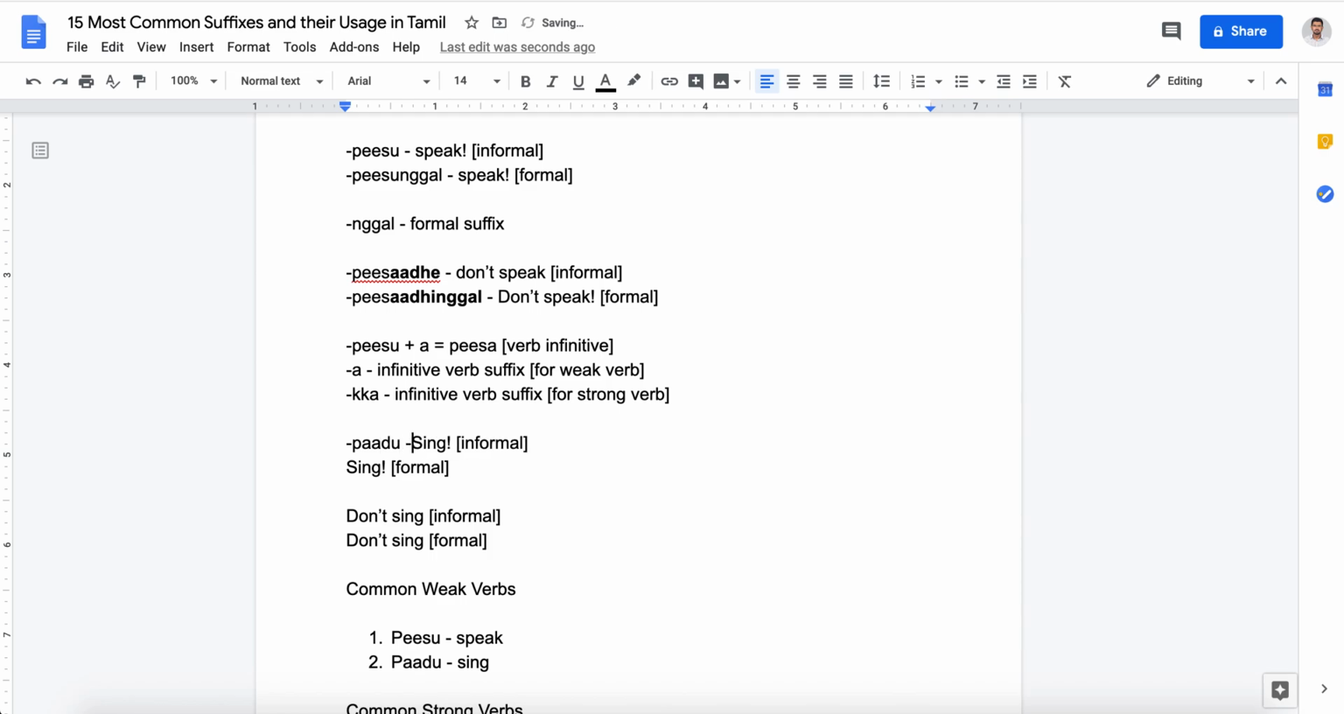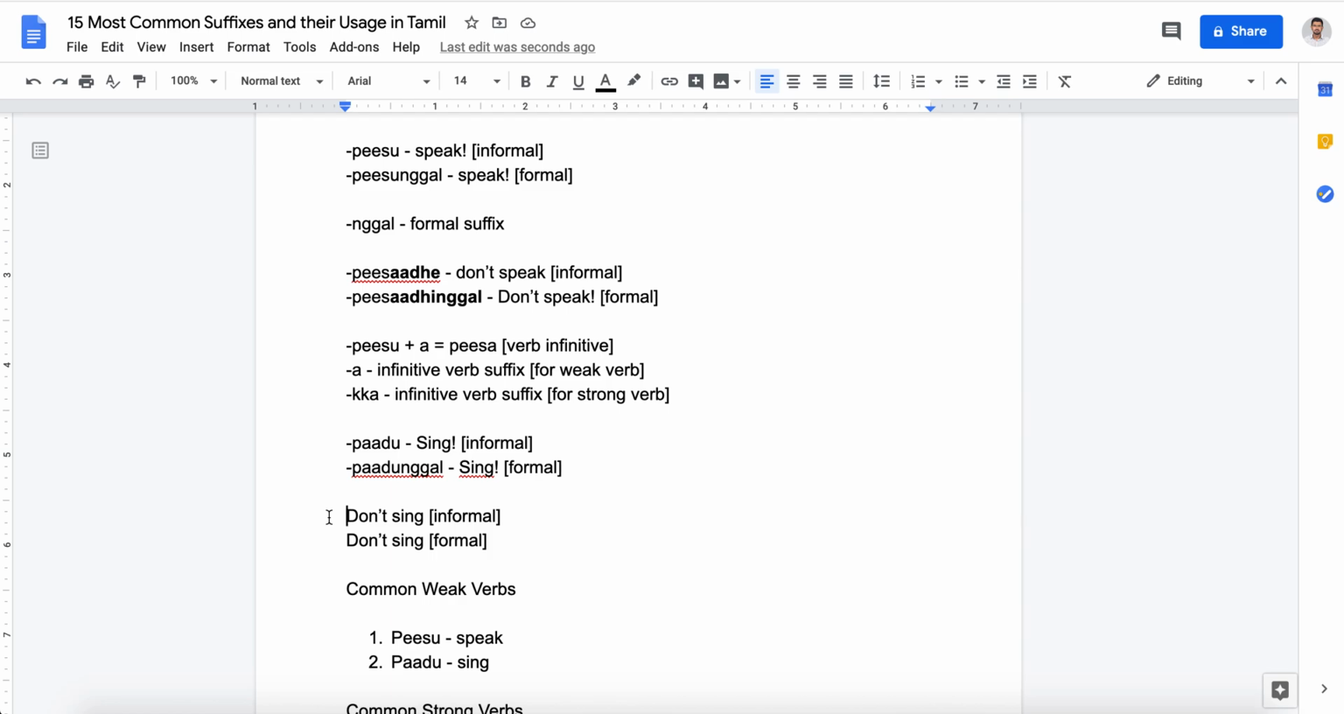So paadu, if I just say paadu, sing. Now I'm going to make it the positive formal, so you need the suffix here, paadunga. That's it. So paadu, paadunga, it's going to be sing formally. Now to make it positive, we don't need to make the verb infinitive, but to make it negative, it's very important. We have to think about the verb infinitive first, then only we can join with the Aadhe or Aadhiinggal.